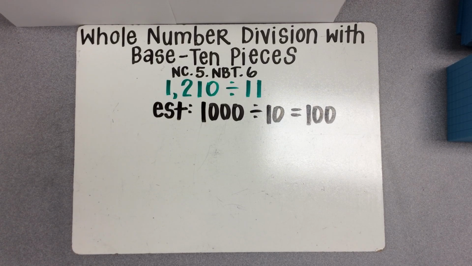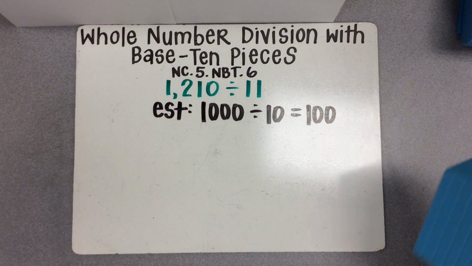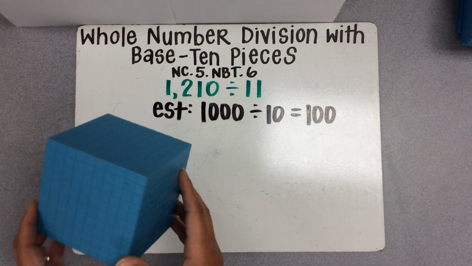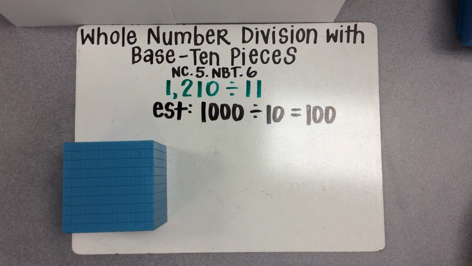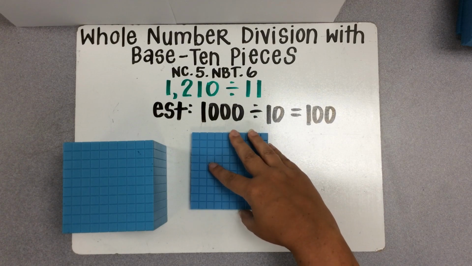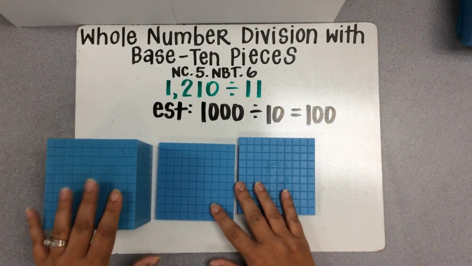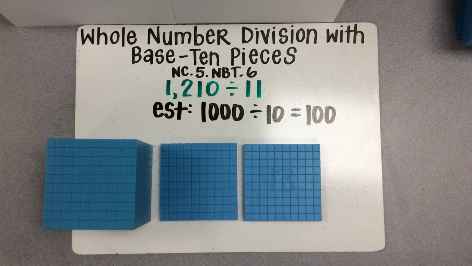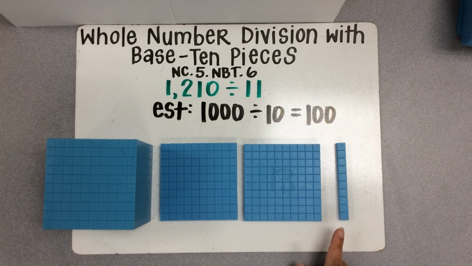Now, to begin to divide, we need to first model our dividend, which is 1,210. When we are using the base 10 pieces to represent whole numbers, the cube like this can represent 1,000. A flat like this would represent 100. So I need two of those. So 1,200. And then a rod represents 10. So here we have 1,210.